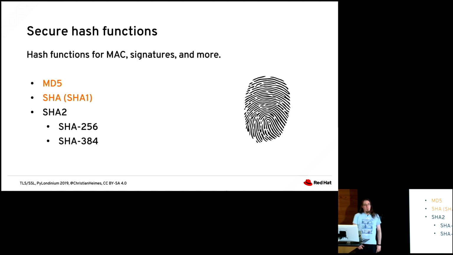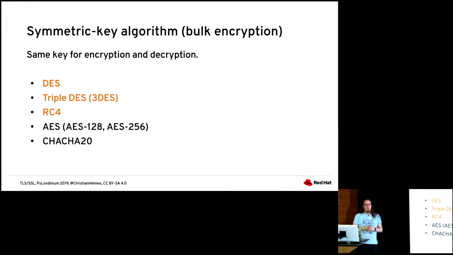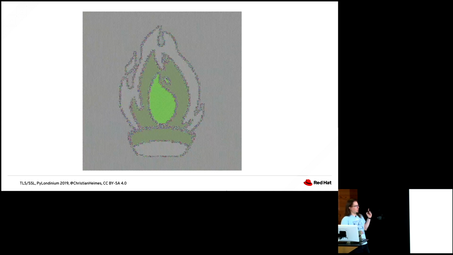You also need something to encrypt your data. It's called bulk encryption. Bulk means you can encrypt lots of data very, very efficiently, very, very fast, which are these days always symmetric key algorithms. So you have the same key for encrypting and decrypting. But you have to do it the right way. If you do it the wrong way, then you can actually see through what the encryption does.